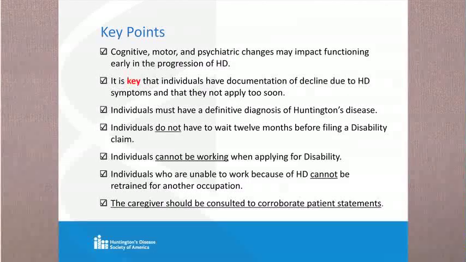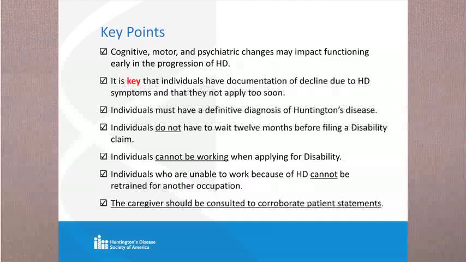Individuals must have a definitive diagnosis of Huntington's disease. Don't hedge. If they've got the disease, write it down. Individuals do not have to wait the 12 months before filing for a disability claim, but they cannot be working when they apply for disability. Individuals who are unable to work because of Huntington's disease cannot be retrained for another occupation, and this is also important to document and note.